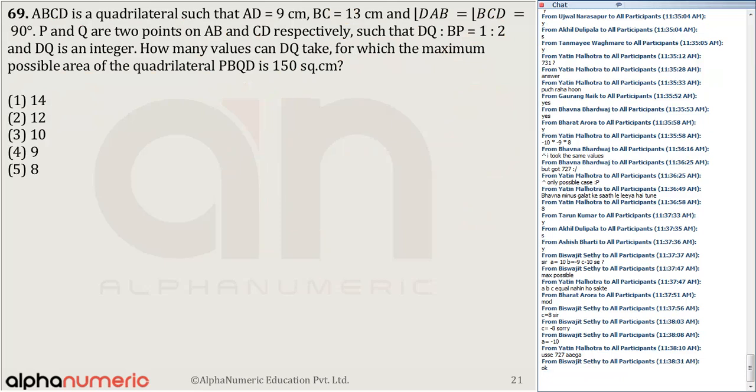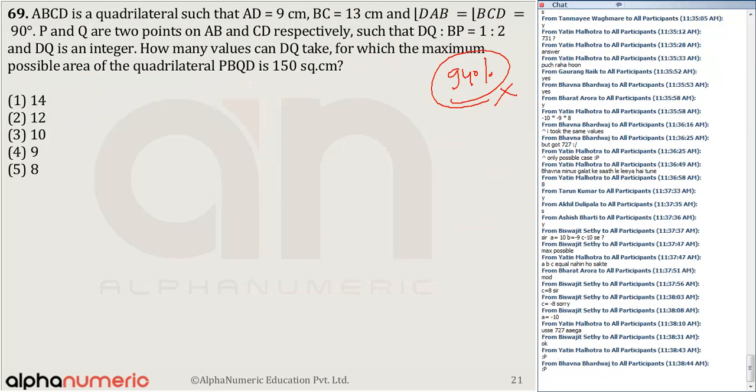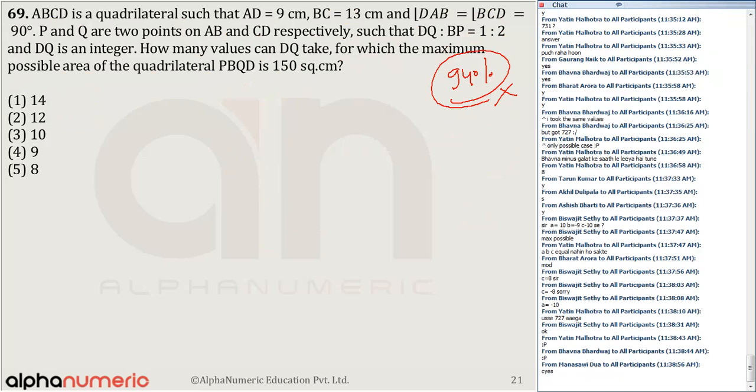69. Great. 94% of you have not attempted this question. Good decision. But ye itna difficult bhi nahi hai. It's a very, very easy one. In fact, I'd say. Should I discuss this question? Okay.